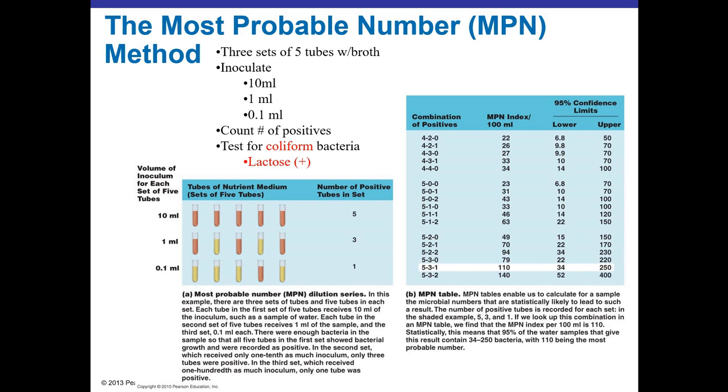So if we look at our MPN table, we see that the MPN index per 100 mils of water is 110. The numbers are based on counts that were actually done. So we can generate a 95% confidence limit that says that we believe the real number is somewhere between the lower limit of 34 and the upper limit could be as high as 250, but it's getting us in that ballpark.